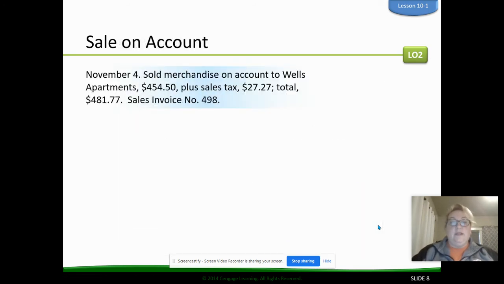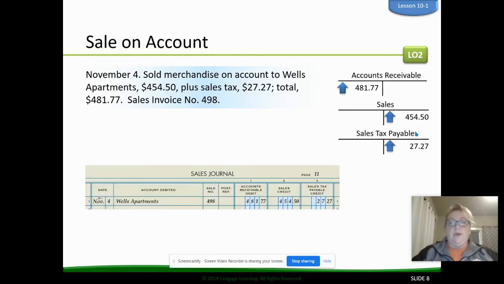So here is that transaction journalized. On November 4th, which is the best day of the year, we sold merchandise on account to Wells Apartments, a total of $454.50 plus sales tax of $27.27 for a total of $481.77. Sales invoice number 498. So we have our date, we have who our customer is, we have our sales invoice number. Remember, that's always at the end. Here's our overall total. Here's the amount of the sale, and then here's the amount of our sales tax.